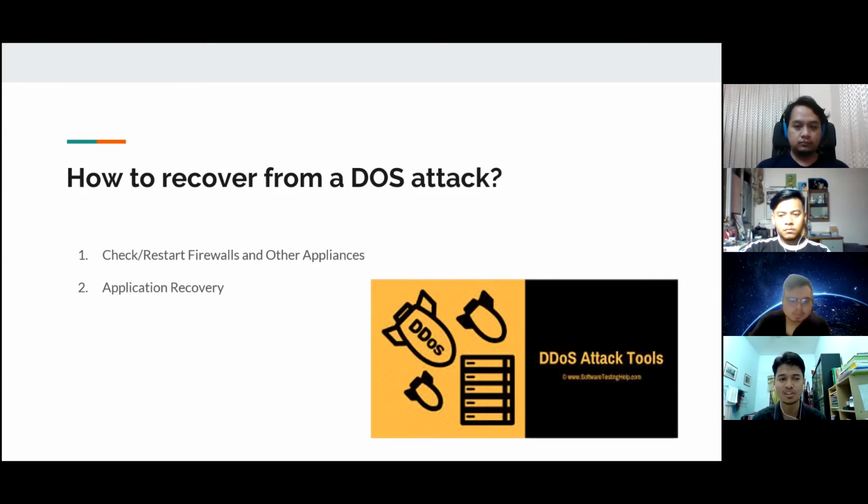The second one is application recovery. When the network is back online, thousands of connected sessions might happen. To prevent this, we can simply meter the number of connections that can be established. So I think that's all for me. Next, I'll pass to my friend.